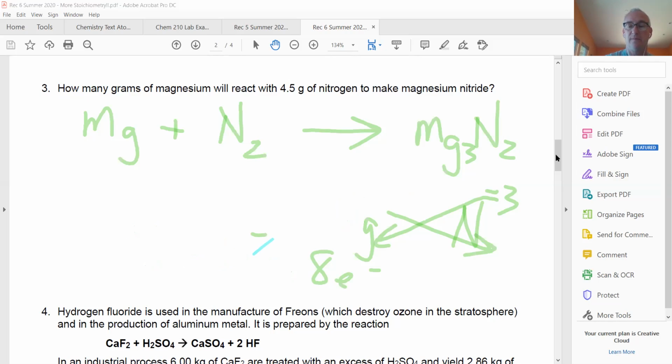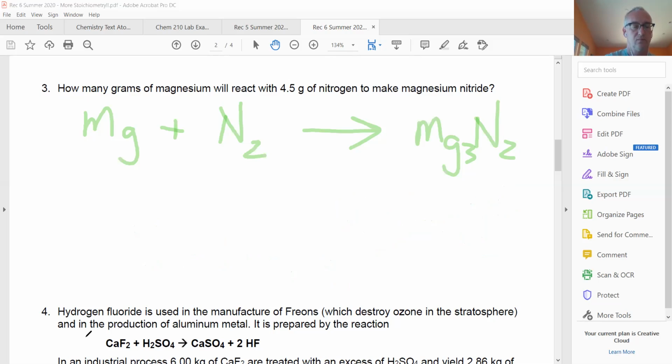Okay, so let's erase this. Now we have a balanced equation, or do we? No, it's not balanced. It looks like my nitrogen's balanced. I got 2 atoms on the left and 2 atoms on the right. So that's cool. But my magnesium isn't. So how many moles of magnesium do I need? We put 3 in front of Mg in the reactants.